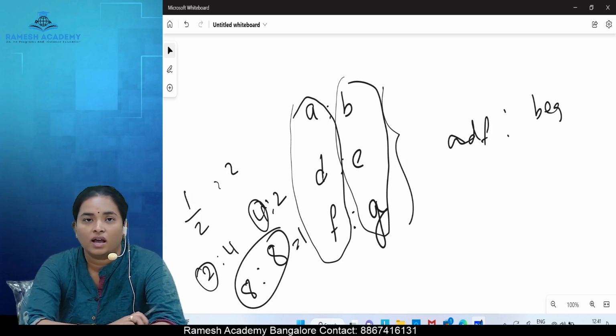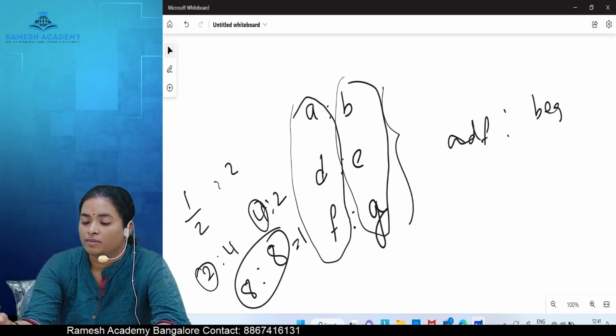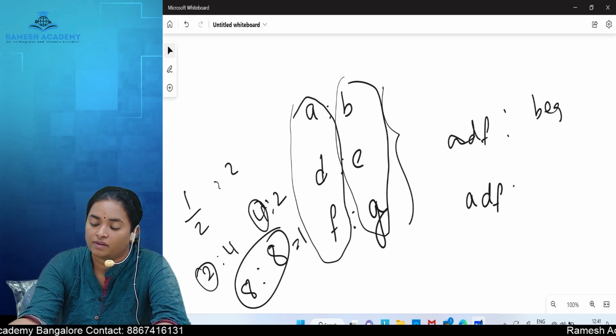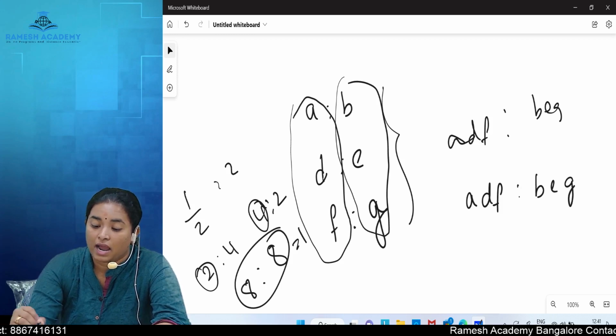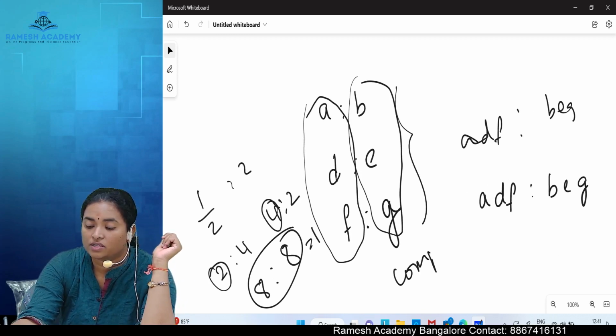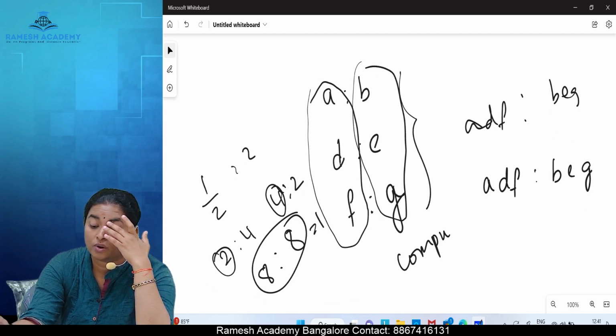In case they ask, what kind of questions may come? They may say A, D, F we have, okay, I have given, and B, E, G is given. And they say that it is having a compound ratio of 1.